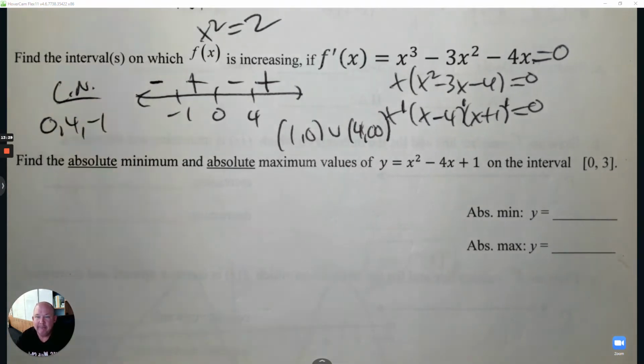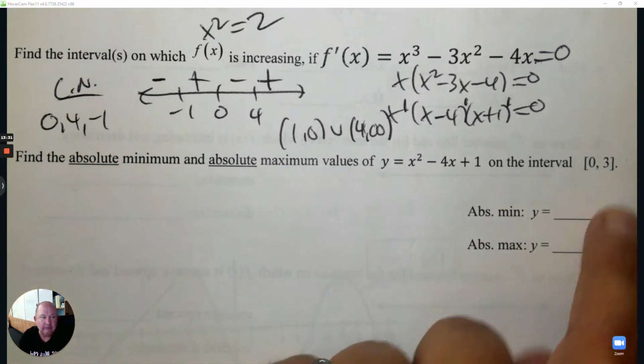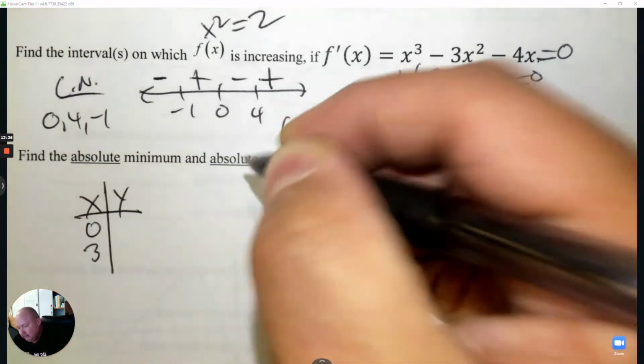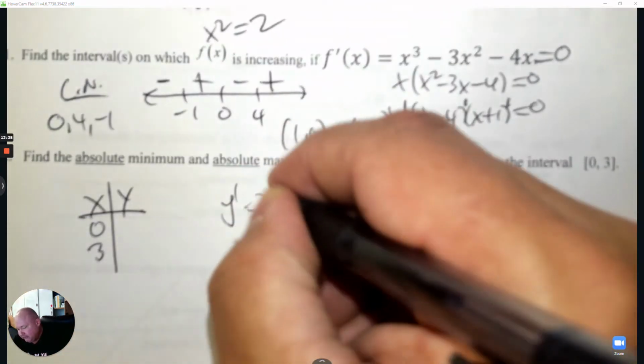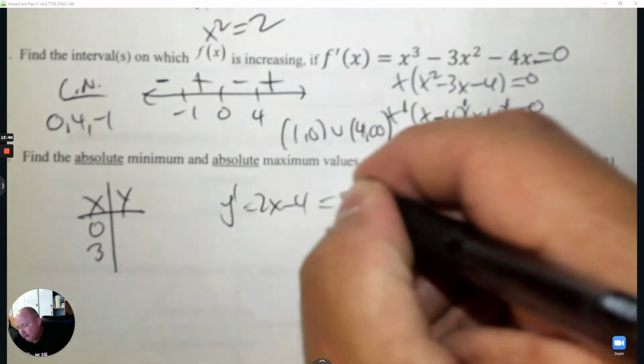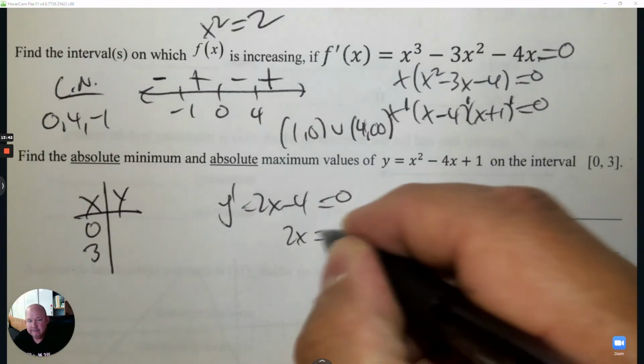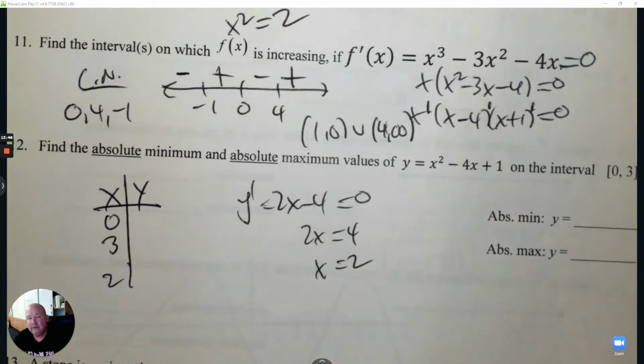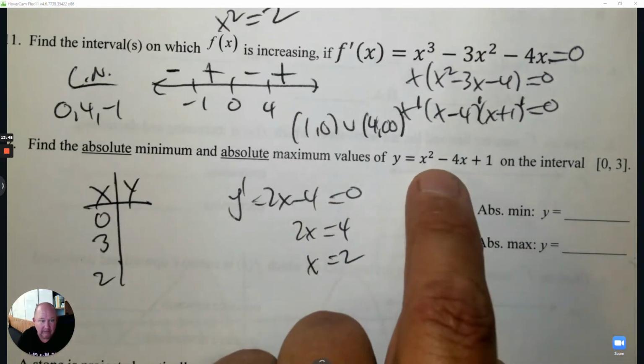All right, find the absolute minimum and maximum of this from 0 to 3. This is a table of values question again. We have to take the derivative, make it equal to 0, and solve. So I'm going to add 4 and divide by 2. So those are my numbers I'm going to use. I plug them into the y equation.